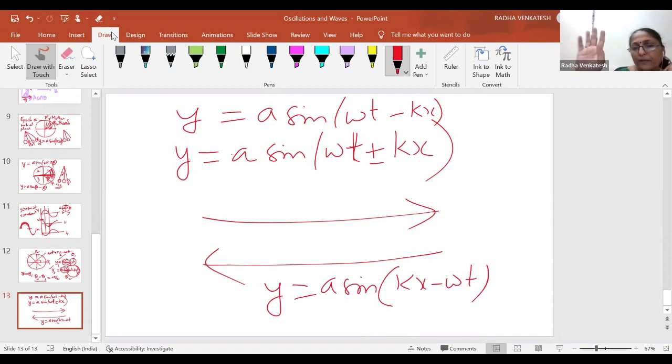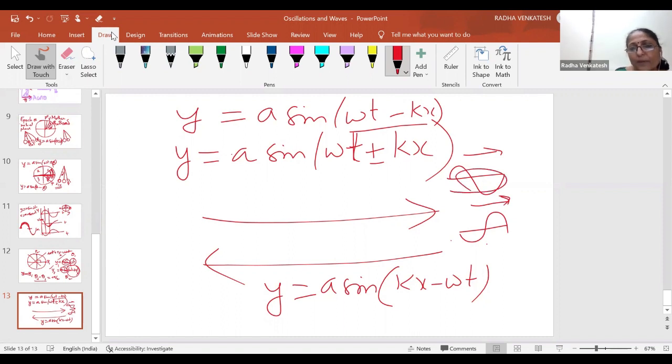Both are fine, people. Don't say, ma'am, one minus sign has to be pulled out from this to make it kx minus omega t. No, it depends on how you draw the sine curve. If you draw it this way, these two are still traveling left to right only. If you draw it this way, it will be omega t minus kx. You draw it this way, it will be kx minus omega t. So no harm in writing kx minus omega t or omega t minus kx.